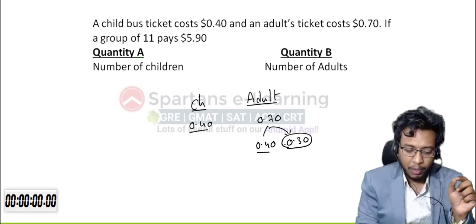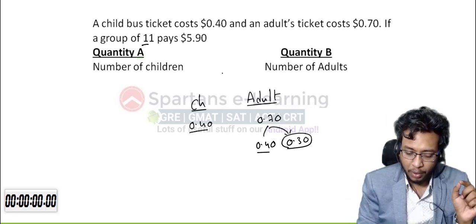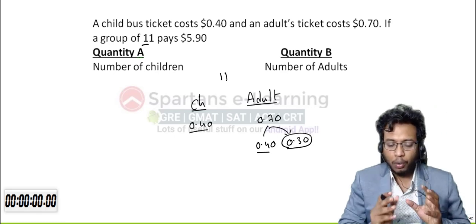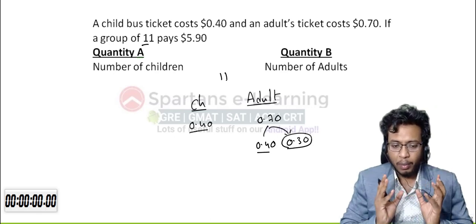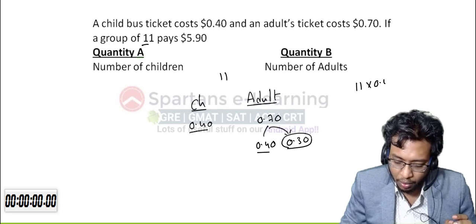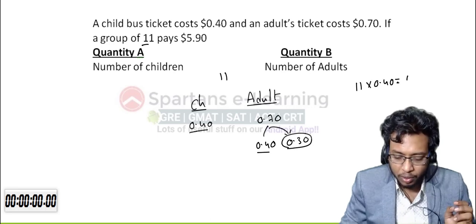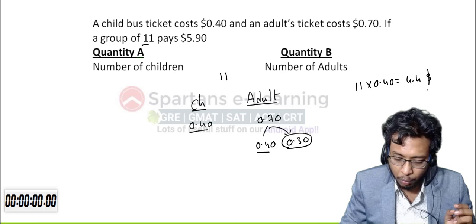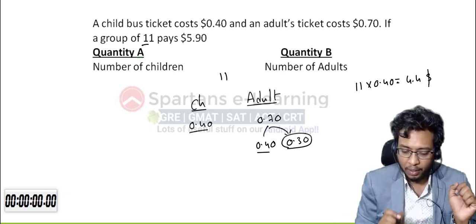Now how many people are there in the group? There are 11 people in the group. Now everyone buys the ticket, right? So 11 people buy the ticket and each ticket costs 0.40. Total how much will it cost me? $4.4, right? $4.4. But what happened here?